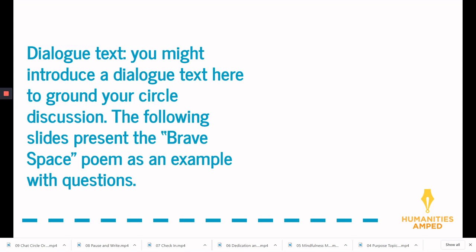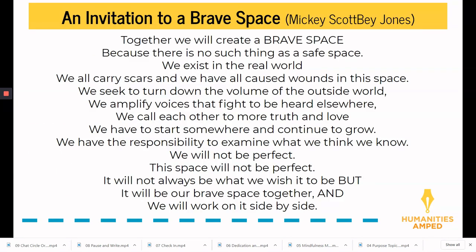Now, sometimes rounds need more context. Depending on your circle purpose and your circle topic, you might want to include a text to connect the round questions to. For example, if you want to help your students become better at taking academic risks or become better at taking risk to participate in class or to be brave, you might read something like the Brave Space poem. We do this very often in Humanities Amped.